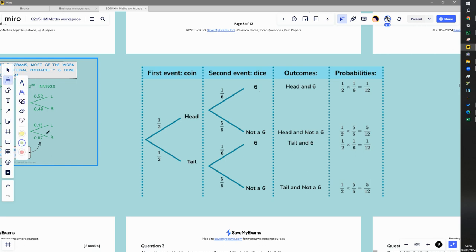follow that part of the tree diagram. So we go, okay, a head, and then rolling a 6. And then we can see, okay, so that's 1/2 times 1/6, because it's and. We're saying this and that happening. What about if I rolled a head and then I didn't roll a 6? Well, that's going to be 1/2 times 5/6. Tail and a 6, 1/2 times 1/6. Tail, not a 6, 1/2 times 5/6. So this is how these tree diagrams work.